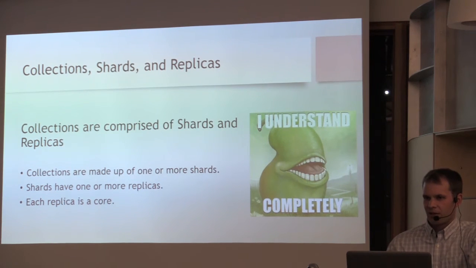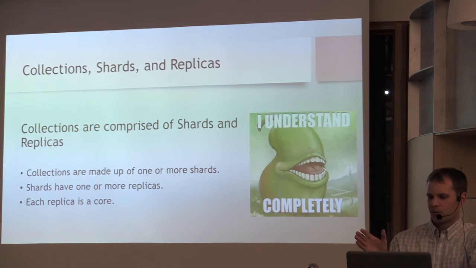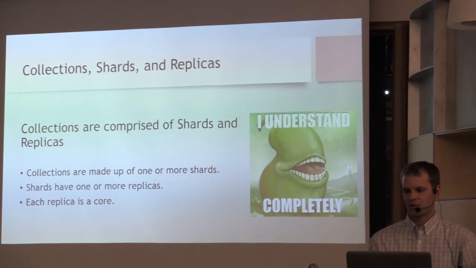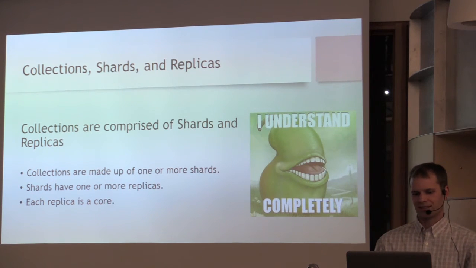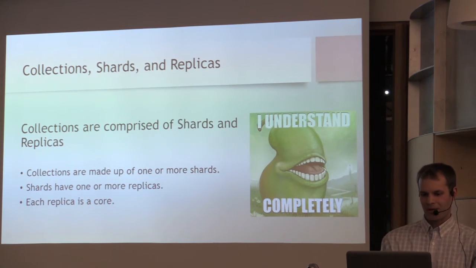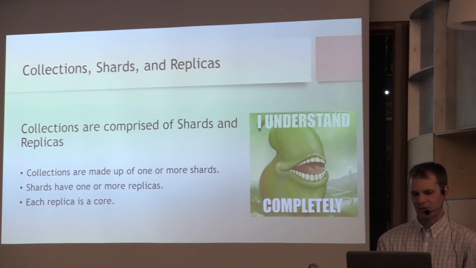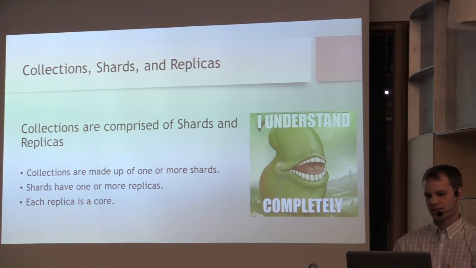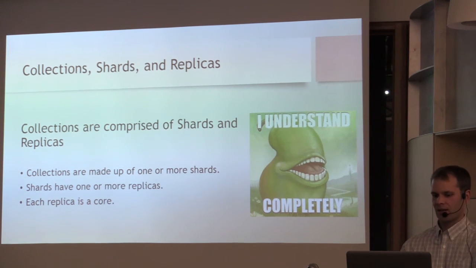If what I was just saying is confusing, and it was kind of confusing to me when I was trying to learn it, you can keep these things in mind. A collection is essentially an index. It's one of your indexes in Sitecore. A collection is comprised of shards and replicas. So a collection has 1 or more shards. Each shard is a slice of that collection, a distinct set of documents. Shards have 1 or more replicas, and each replica is a core in Solr.